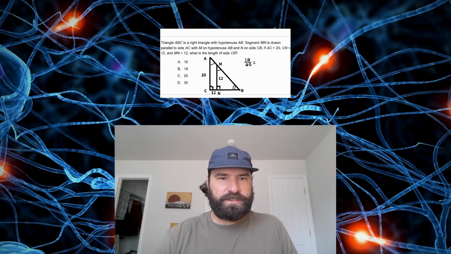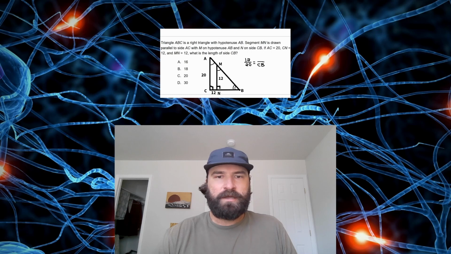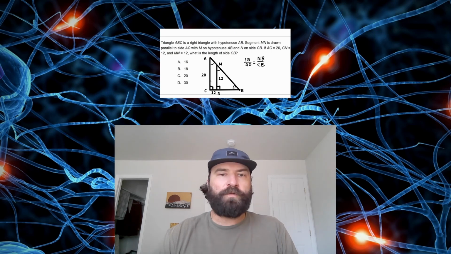Well, we're looking for CB, and CB is in the same triangle as AC. So we should put CB on the bottom of our ratio. So I'm going to set this up like CB on the bottom, and on top should be NB, because NB is the corresponding side in the smaller triangle. In MNB, side NB is in the same place as side CB. So hopefully that makes sense.